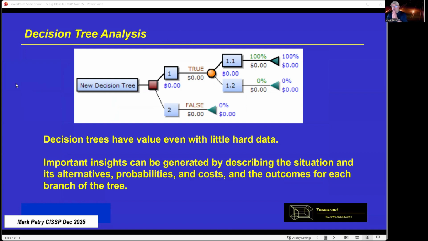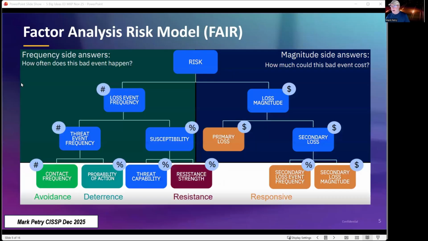In other words, you can lay out your method before you have data to support it, and then fill it in and adjust the probabilities accordingly. And we'll get into that a little later about the probabilities of each branch in the tree. The factor analysis risk model. I'm a risk guy. Risk is all about this decision tree, which is based on frequency and the magnitude of the potential loss or event, frequently used in cybersecurity and insurance actuarial assessment.